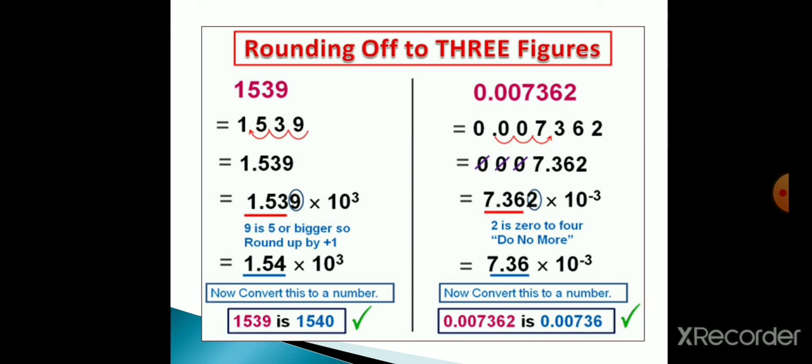Another example is 0.007362. When expressed in scientific notation, it becomes 7.362 times 10 raised to minus 3. If it is rounded off to 3 significant figures, the digit dropped is 2, which is less than 5. So your final answer after rounding off will be 7.36 times 10 raised to minus 3.